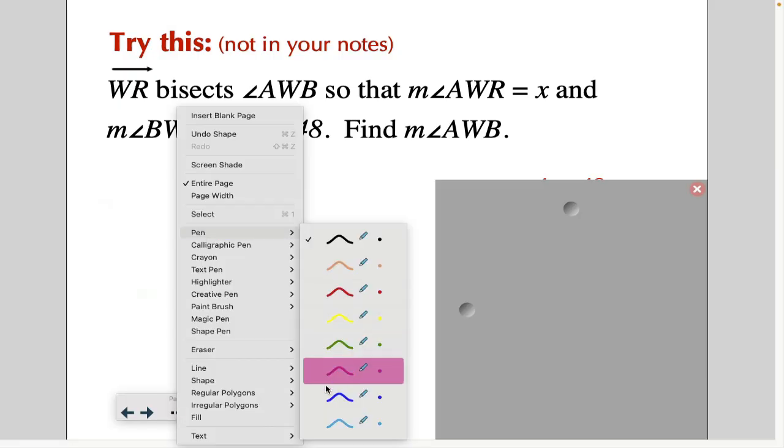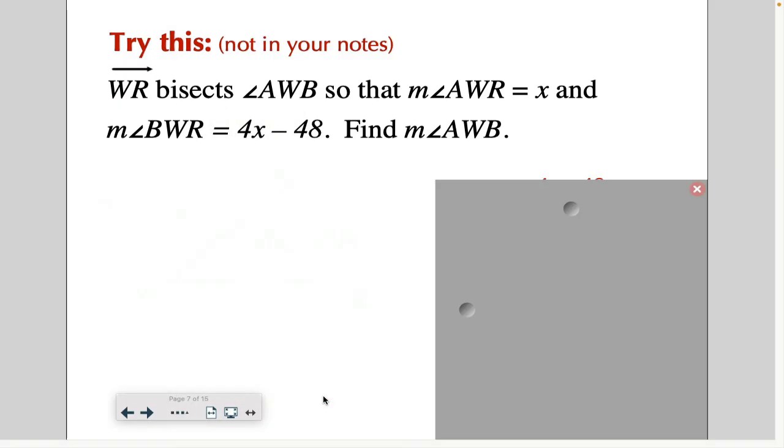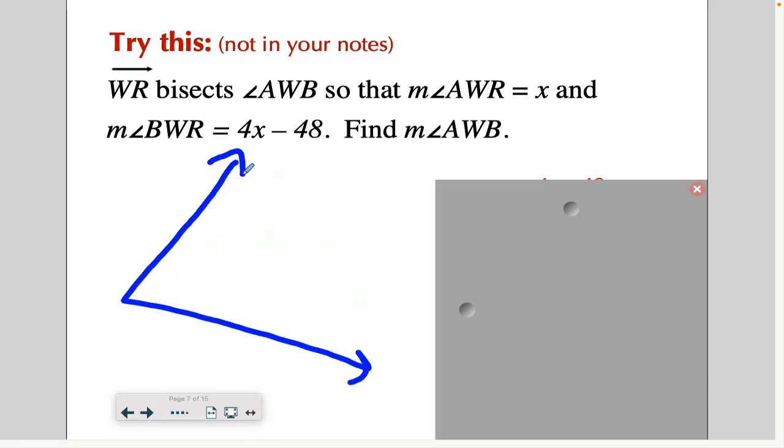I am going to draw this. WR bisects AWB. Somebody want to remind us? That's not bad. So AWB. What does bisect mean? Nobody knows. We're in trouble. You have to be a little bit more specific. You can't say split in half. We're talking geometry here. To divide it into, not equal, we're not going to use equal, two congruent angles or two congruent segments.